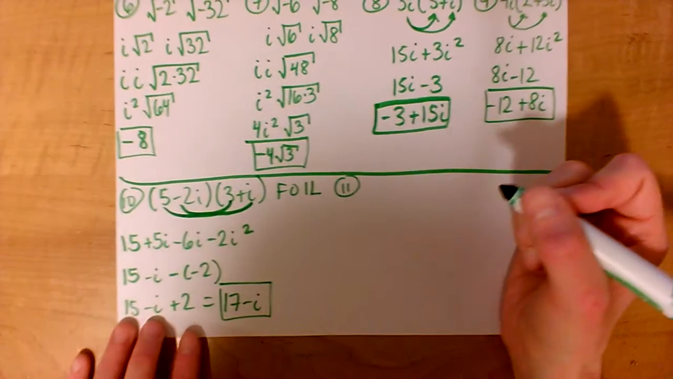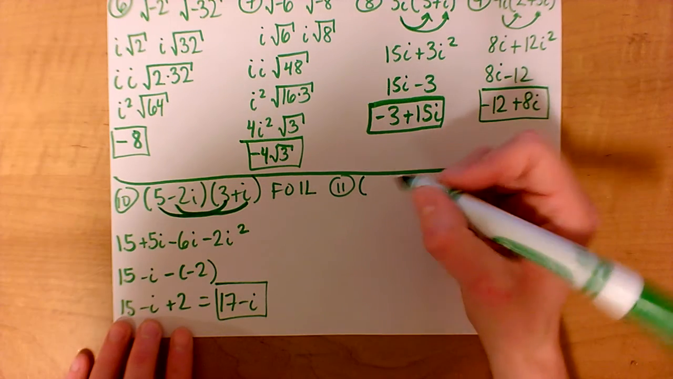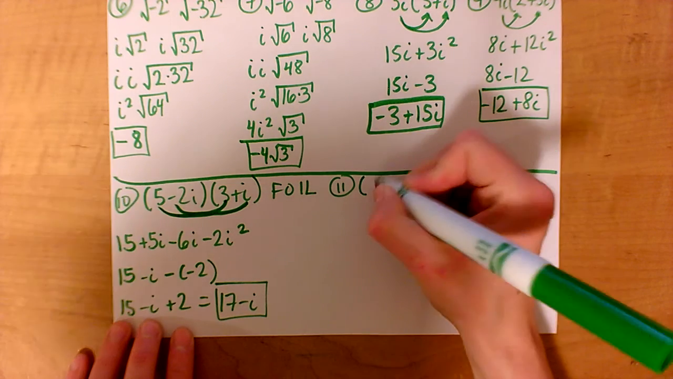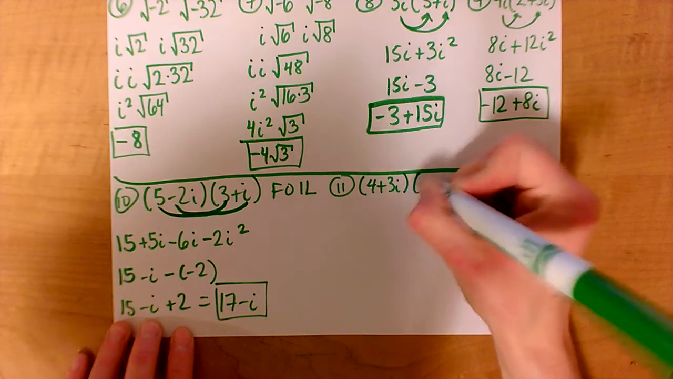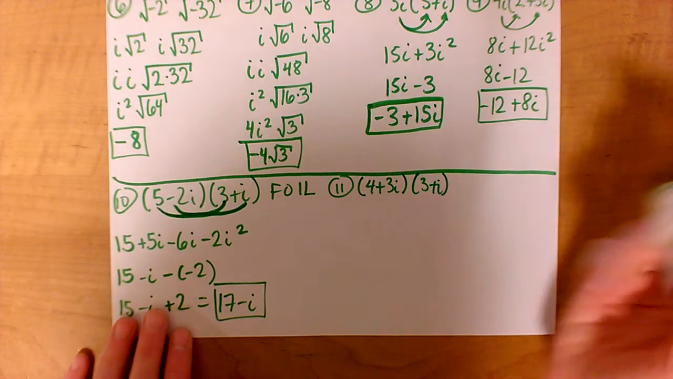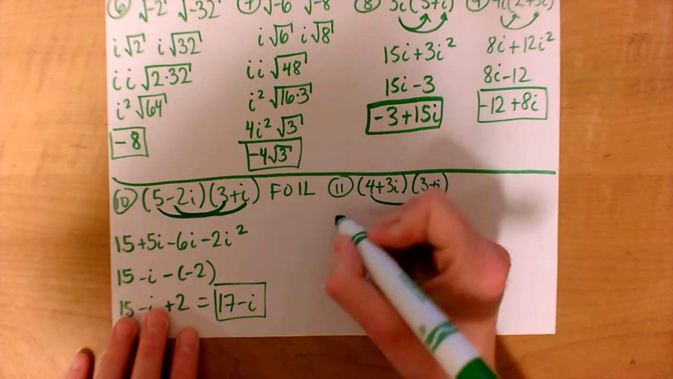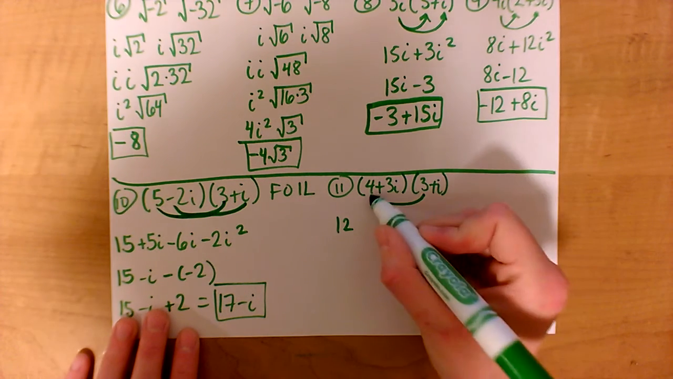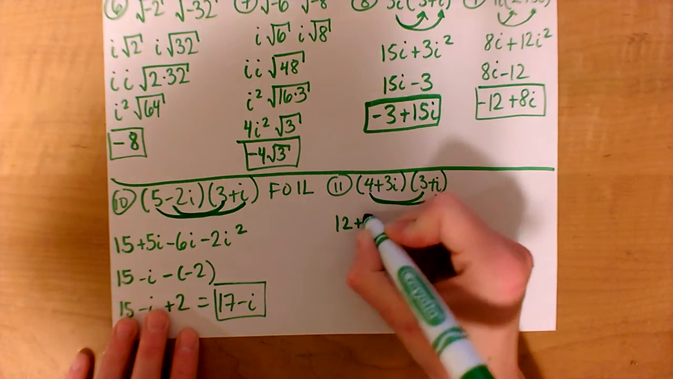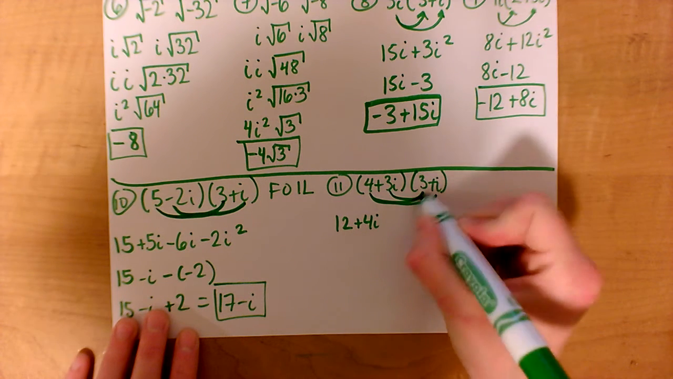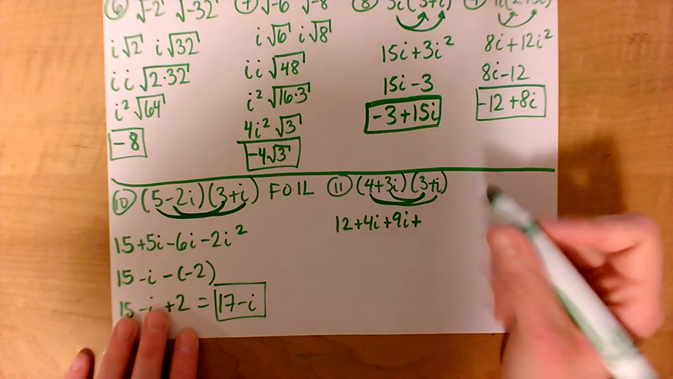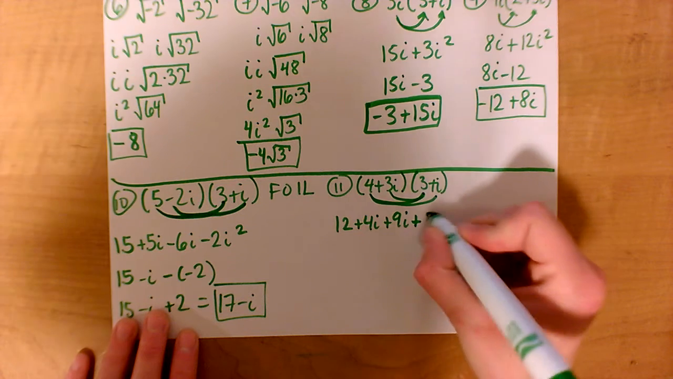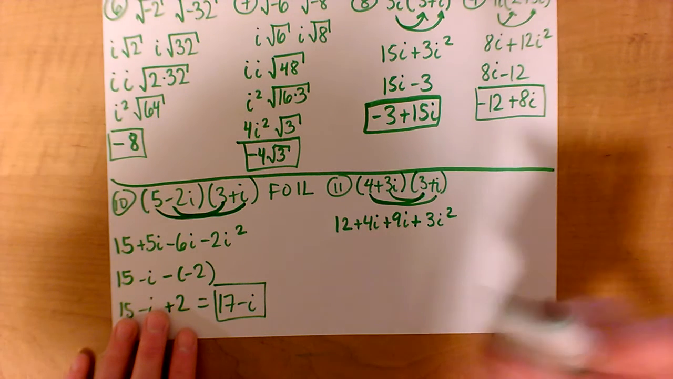So for number 11, we have the same type of problem. We're going to have to FOIL. So I have 4 plus 3i times 3 plus i. So my first, 4 times 3 is 12. My outers plus 4i. My inners plus 9i. And then my last, 3i times i plus 3i squared.